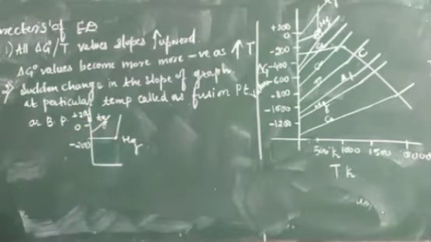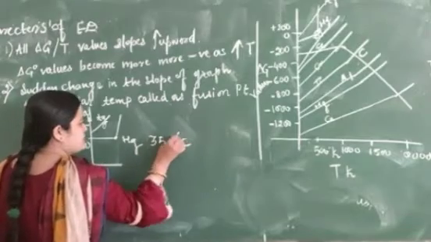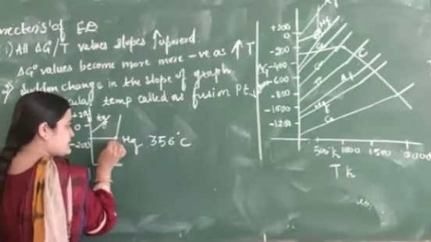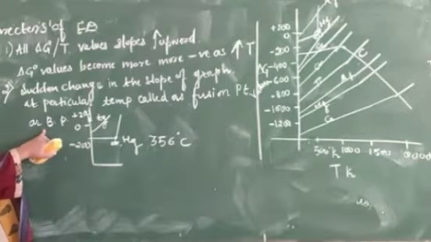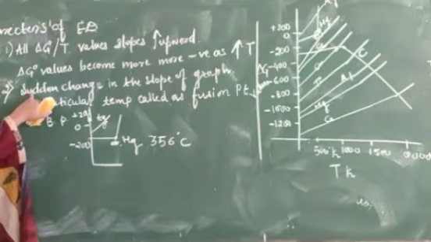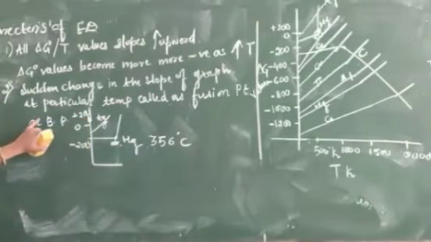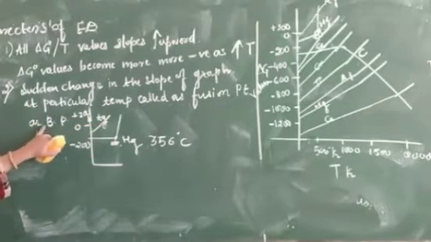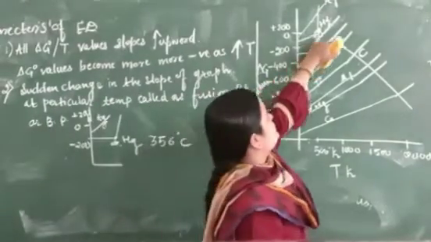Why does it change at that particular temperature? The temperature is 356 degrees Celsius. It is going to change over there. At this point we call it the fusion point or boiling point. There is a sudden change in the slope of the graph at a particular temperature called the fusion point or boiling point. For the case of Hg, you can observe over here.